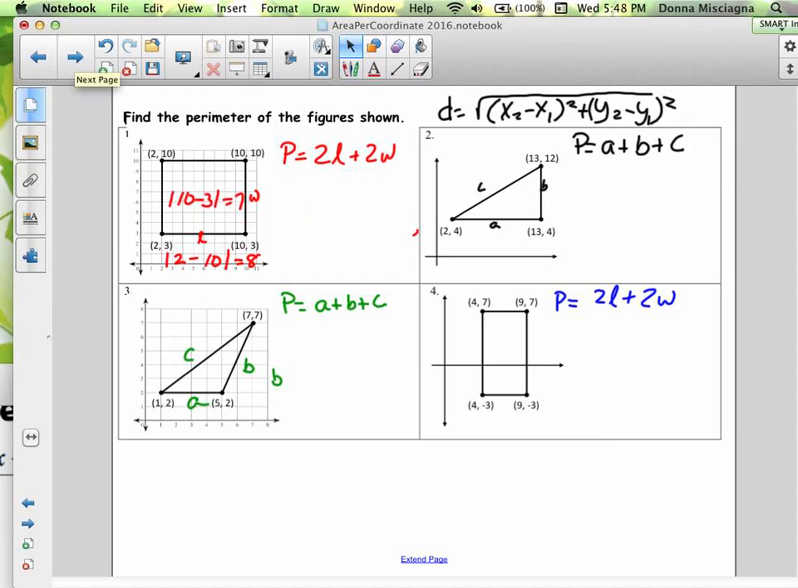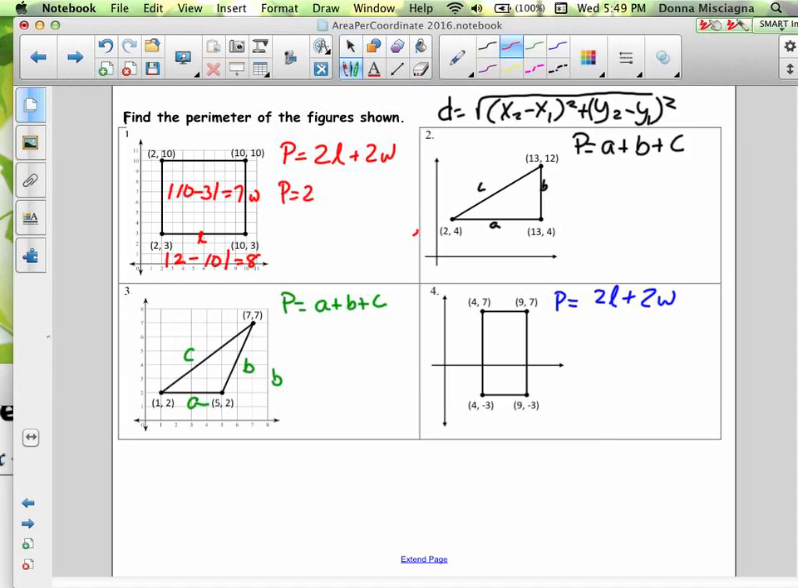We've got, I'm trying to put this somewhere where it's not blocking. I guess I'll just put it right here. All right, so our perimeter is going to be 2 times 7.